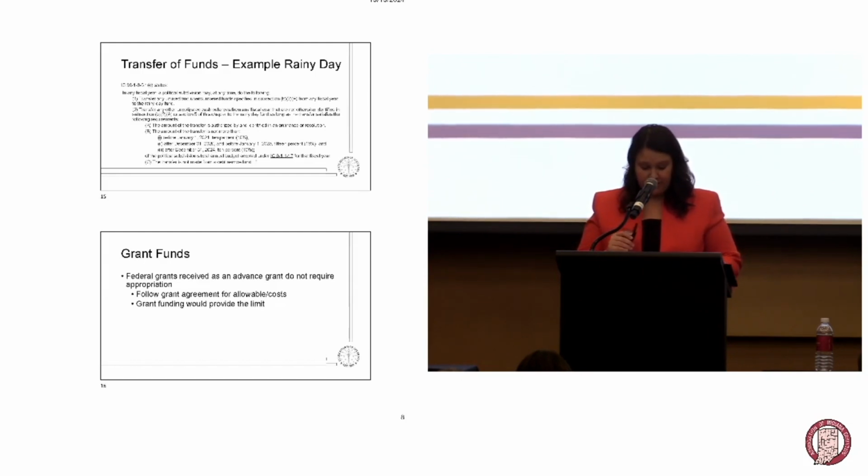If you receive an advance grant, the grant agreement is your permission to spend and takes the place of the appropriation in this case. The amount that you can spend is limited to the amount you receive, and the allowable costs will be defined by the grant agreement.